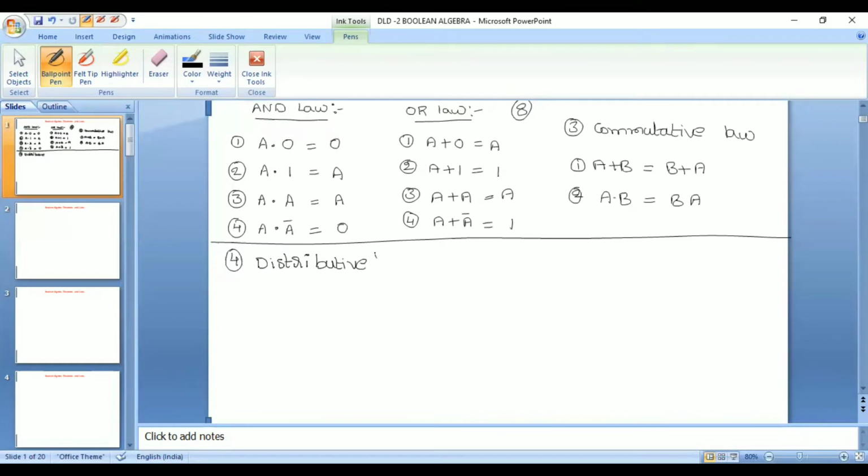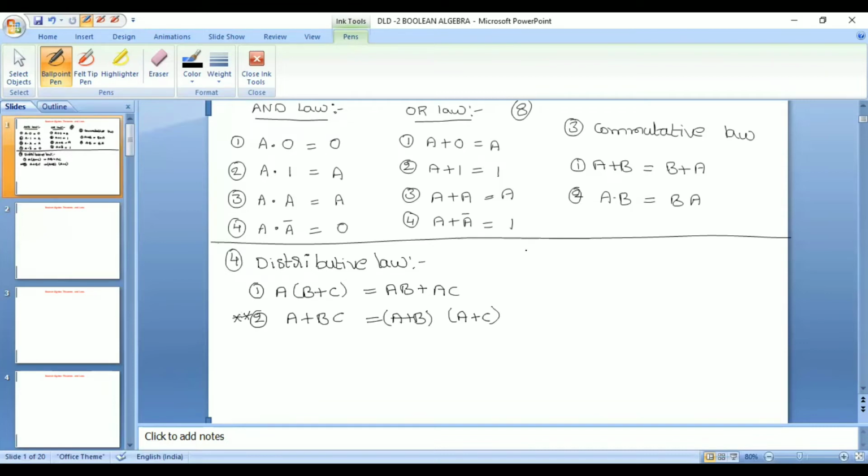So distributive law. Here two properties are there. One is A into (B plus C), which is equal to AB plus AC. Next, this is a very important law, that is A plus BC, which is equal to (A plus B) into (A plus C). With the help of this property, particularly A plus BC, which is equal to A plus B and A plus C, more number of problems are there based on this property only, to reduce the given Boolean expression.